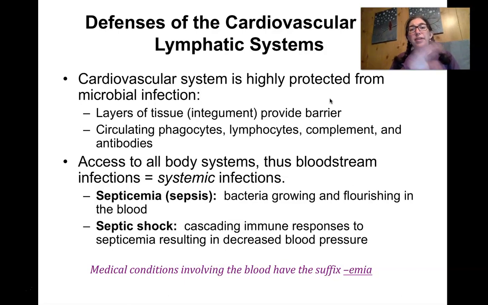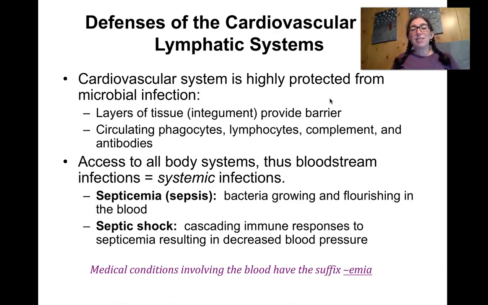Also, the blood does have lots of white blood cells circulating, basically patrolling to keep things out. And you saw those all in your white blood cell labs. You saw all the monocytes and the lymphocytes and the neutrophils and the eosinophils and the basophils. And then there's also stuff you can't see, like complement proteins and antibodies that are circulating there. So lots of antimicrobial components in the circulating blood.